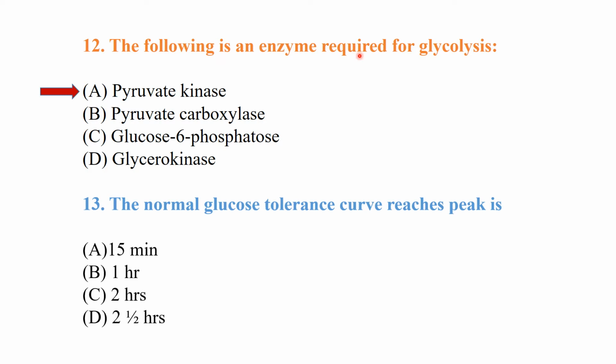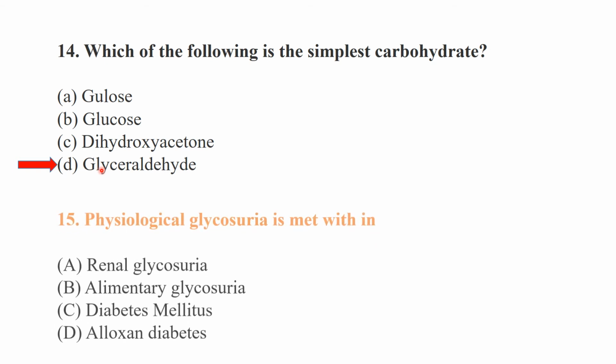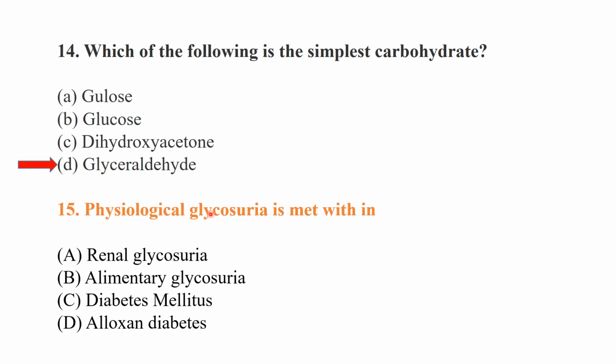The normal glucose tolerance curve reaches its peak in how much time? 1 hour. Which of the following is the simplest carbohydrate? The simplest carbohydrate is glyceraldehyde 3-phosphate. Physiological glycosuria is met within elementary glycosuria.